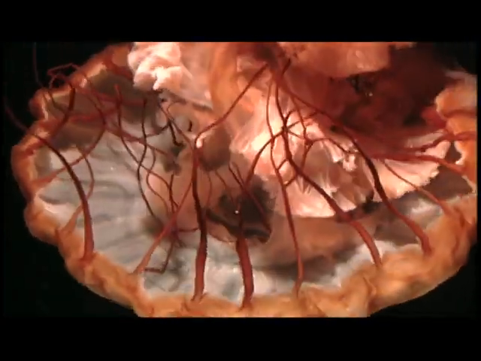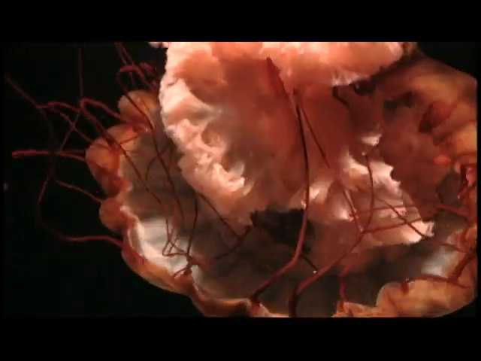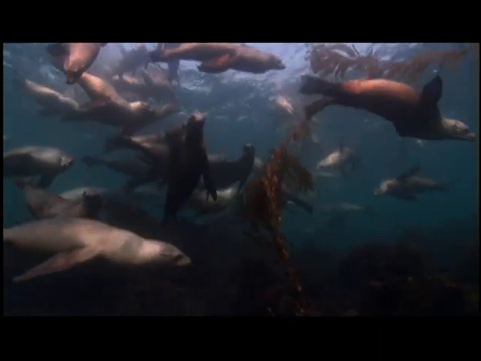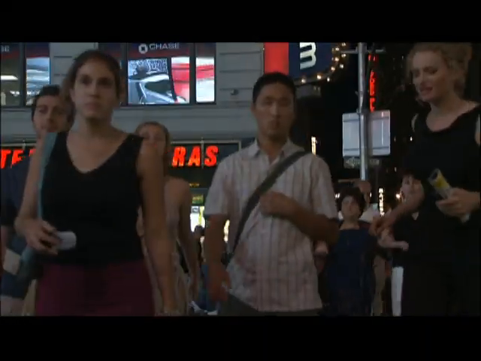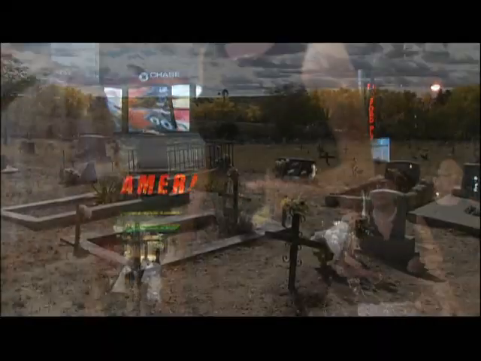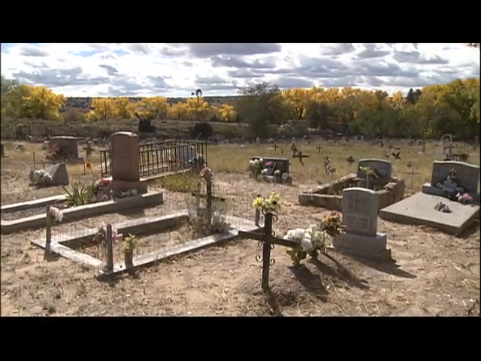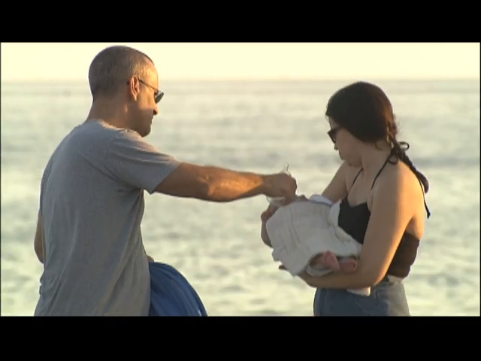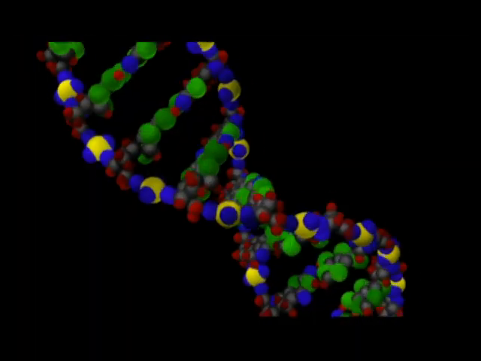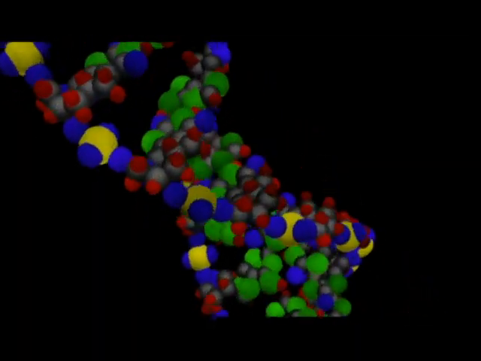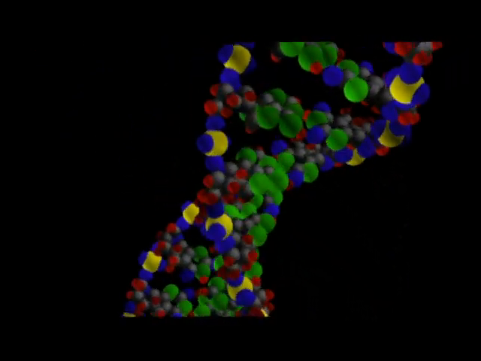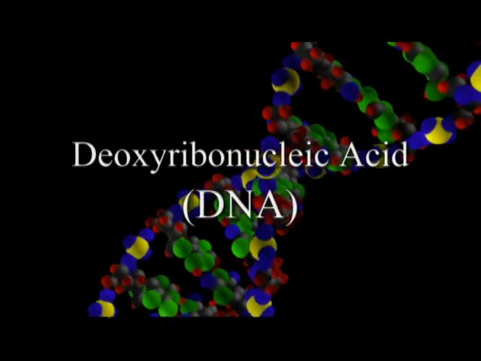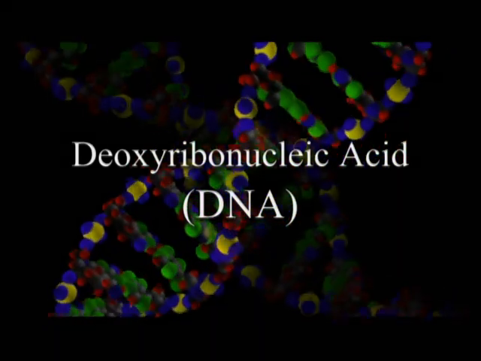There is a thread that runs through all life, from sea nettles and sea lions to the ferns and mosses of the forest floor. A thread that runs through every human being alive and who has ever lived. A thread that is passed from parents to their children. That thread, the one that gives life its continuity and passes the blueprints of life from one generation to the next, is deoxyribonucleic acid, or DNA.